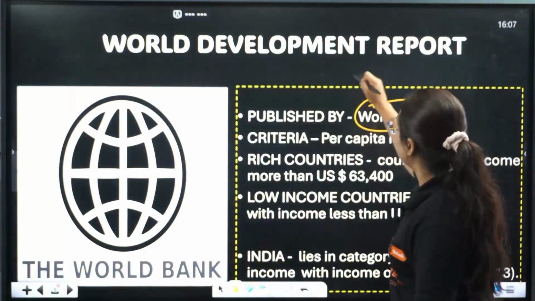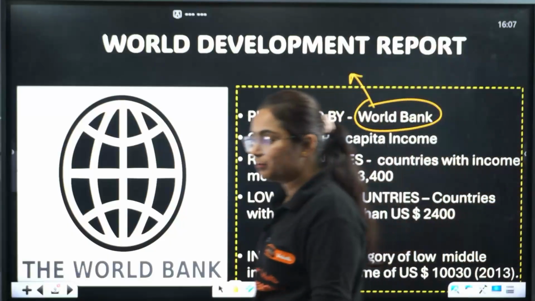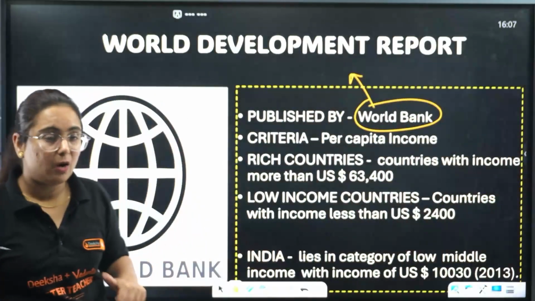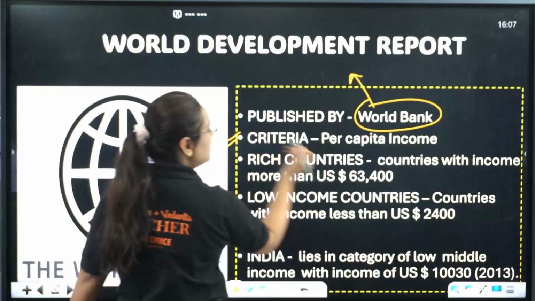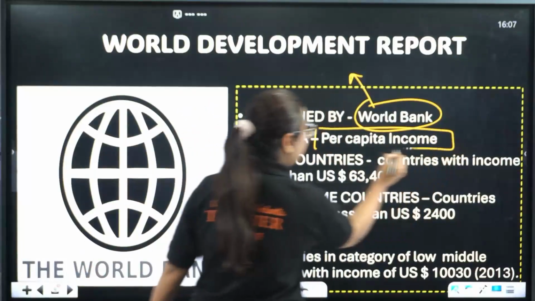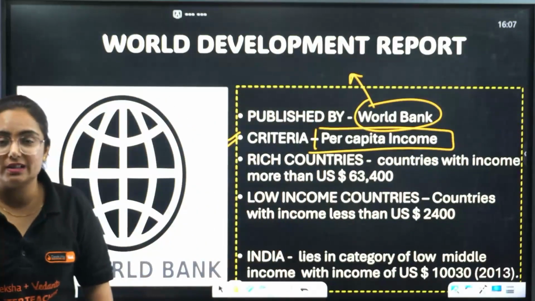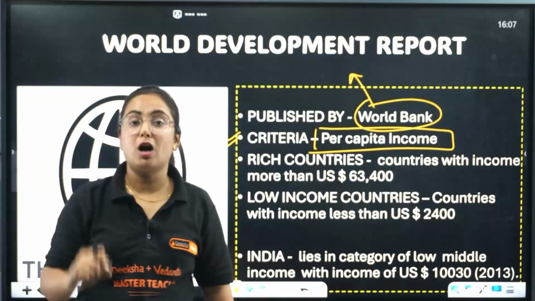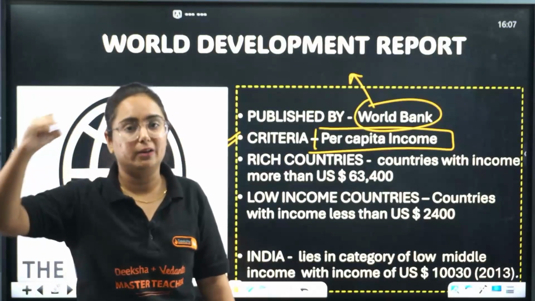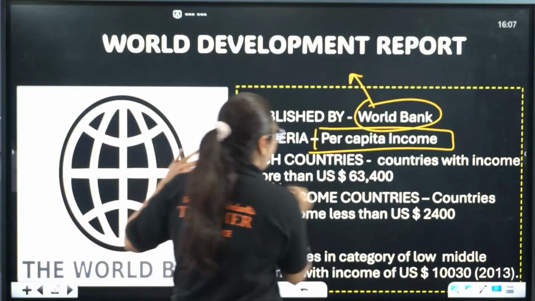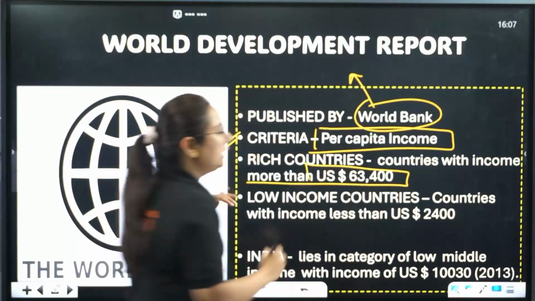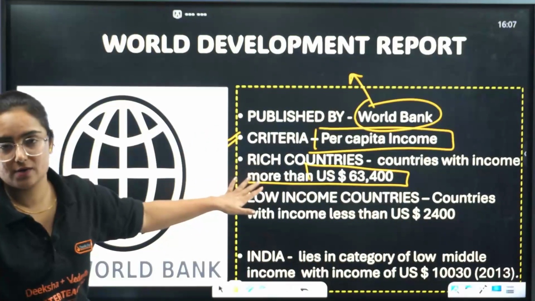What was the report's name? World Development Report. Now, as we saw just now, what is the criteria used in that? That is per capita income. According to this World Development Report, countries whose income is more than $63,400. Pay attention to it.